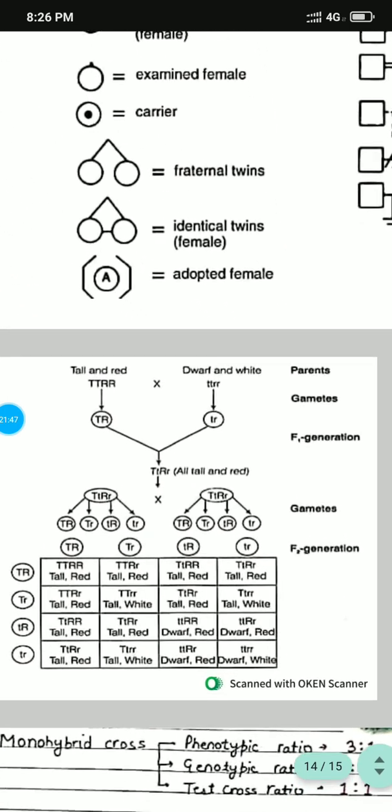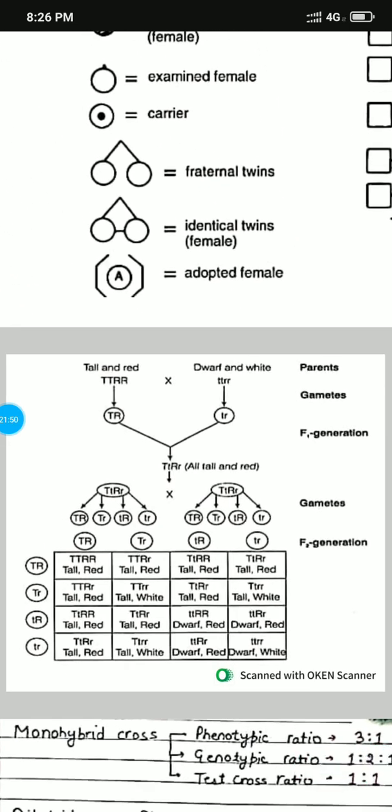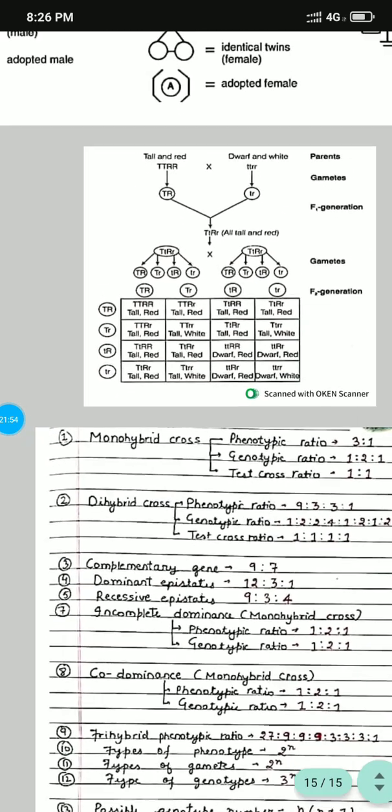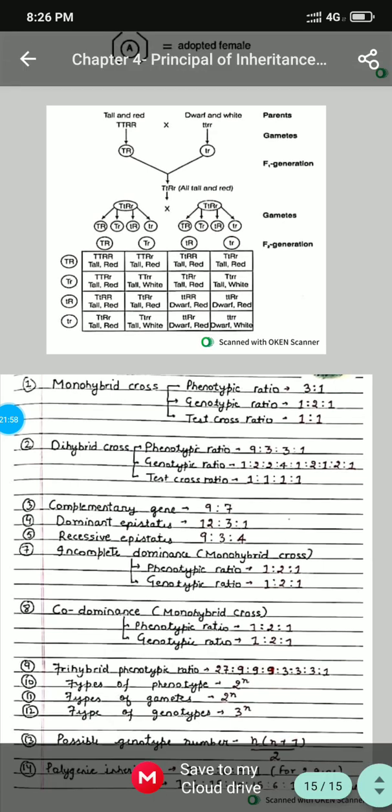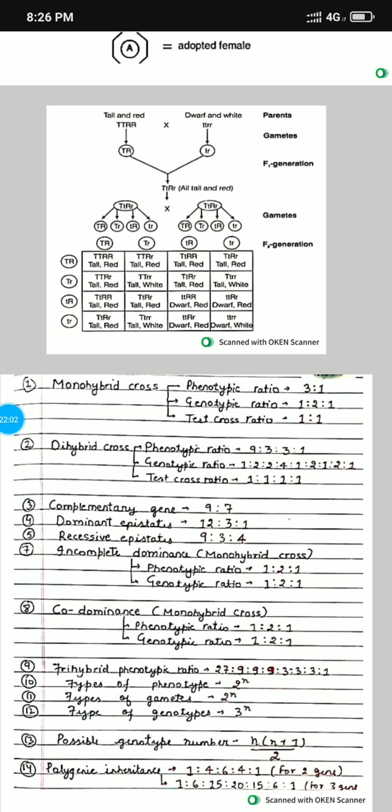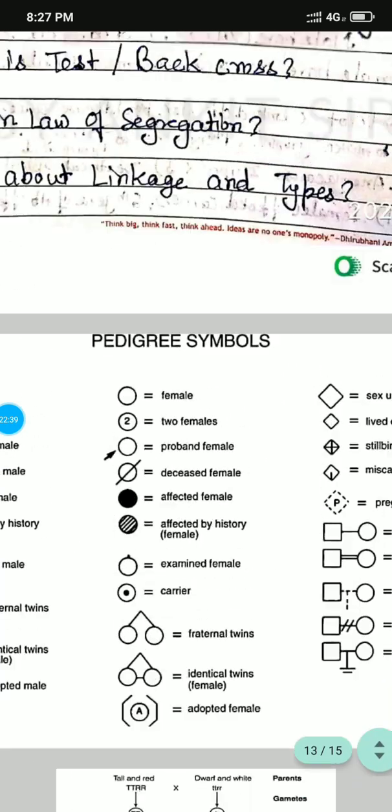There are some crosses also. You see here, the cross between a tall red and a dwarf white. So it is a dihybrid cross. There are ratios also. You have to pause the video and find out the ratios which are very important: monohybrid cross, phenotypic ratio, genotypic ratio, test cross ratio; dihybrid cross, phenotypic ratio, genotypic ratio, test cross ratio; complementary gene, dominant epistasis, recessive epistasis; incomplete dominance, phenotypic ratio, genotypic; codominance, phenotypic ratio, genotypic; trihybrid, phenotypic and genotypic ratio; types of phenotype 2^n, types of gametes 2^n, types of genotype 3^n, possible gametic number (n+1)/2, polygenic inheritance. Different types of things you have to find out.